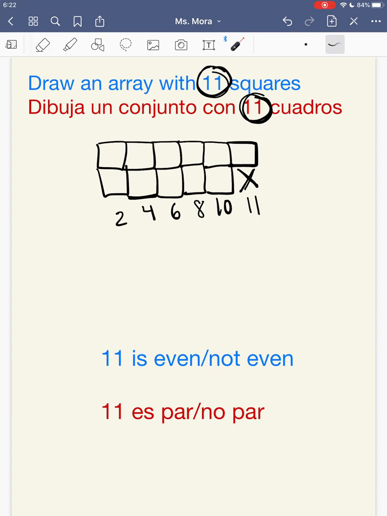My rows are not equal, okay? Here up top I have 1, 2, 3, 4, 5, 6 in this top row. And I have 1, 2, 3, 4, 5 in my bottom row. 6 and 5 are not equal groups. So 11 is not even, okay? And I'm circling not even.